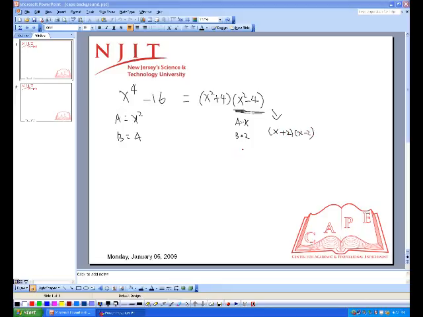Okay, so the final answer for this question will be x squared plus 4, x plus 2, and x minus 2. And that's the final answer.